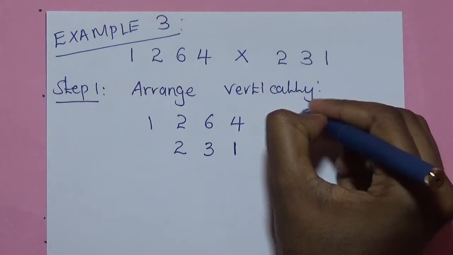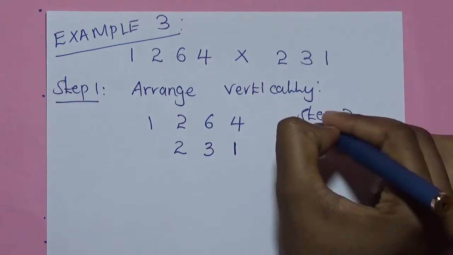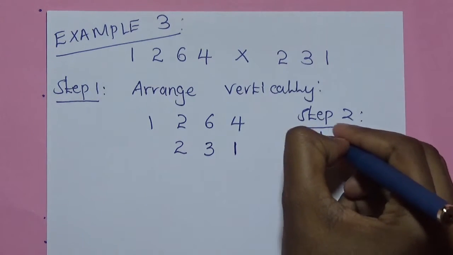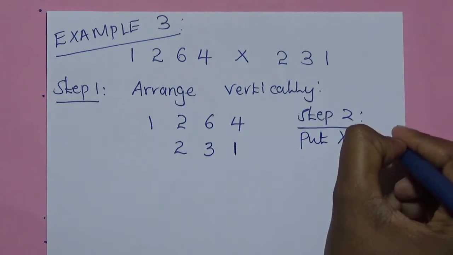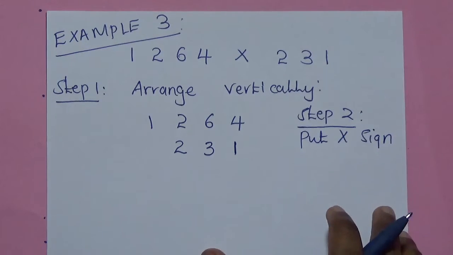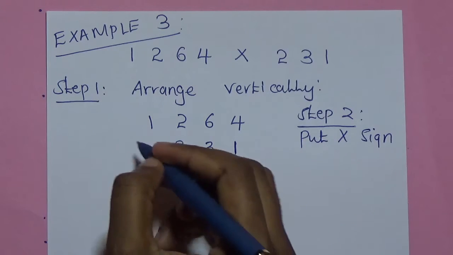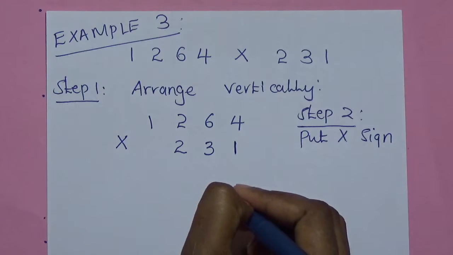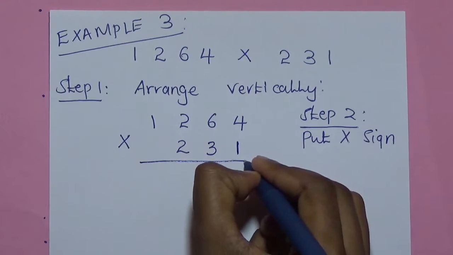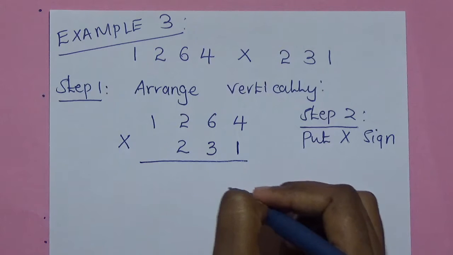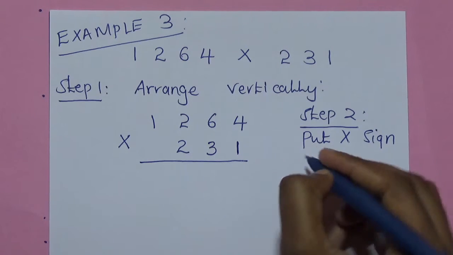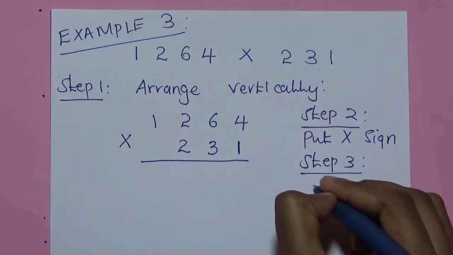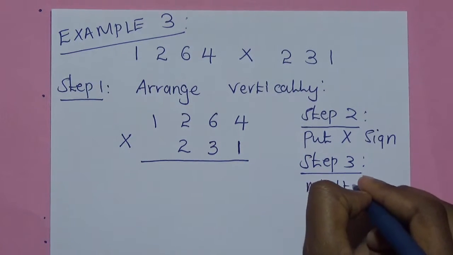Step number 2. We have said don't forget to put the multiplication sign. And we have said you put the sign on the left side, the left lower side, at that position. Now, after putting the multiplication sign, you can now multiply. So, step number 3 will be to multiply.